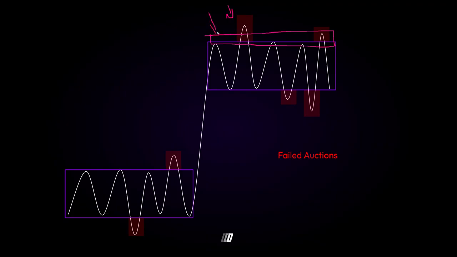Every time buyers try to attempt auctioning higher, these are prices that for sellers are considerably cheap, or in this case, a really good premium to sell. And they will push price back into balance. This is what will happen most of the time. Price will attempt to break out. There's only one breakout that works. Only one actually breaks out. These ones are attempts to break out that simply break back in. And we call these failed auctions.